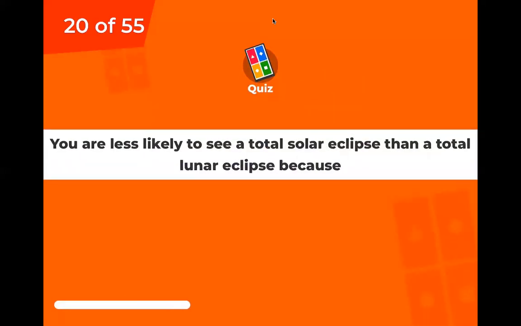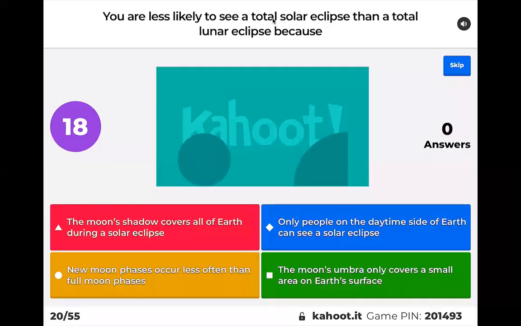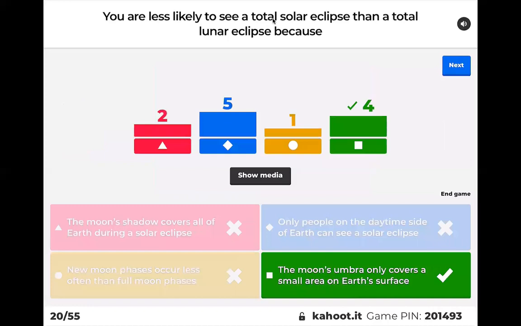You are less likely to see a total solar eclipse than a total lunar eclipse because the moon's shadow covers all of the Earth during a solar eclipse, new moon phases occur less often than full moon phases, only people on the daytime side of Earth can see a solar eclipse, or the moon's umbra only covers a small area of Earth's surface. So you are less likely to see a total solar eclipse. Again, the moon is smaller, so the umbra covers less area.